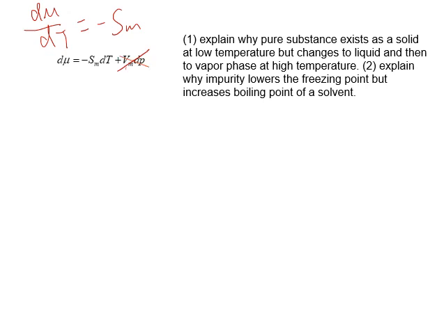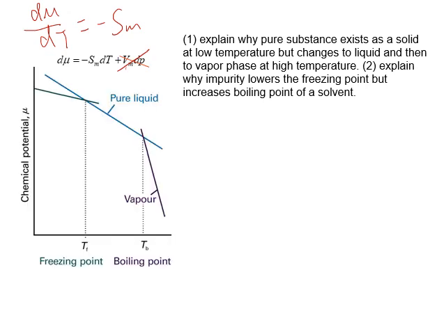So here is the plot of the chemical potential with temperature. Note that the slope for the vapor phase is the largest, because the entropy is the largest for the vapor phase. And then the liquid phase. And the solid is this one. This one has the smallest entropy, so the slope is the smallest in this chemical potential temperature curve.